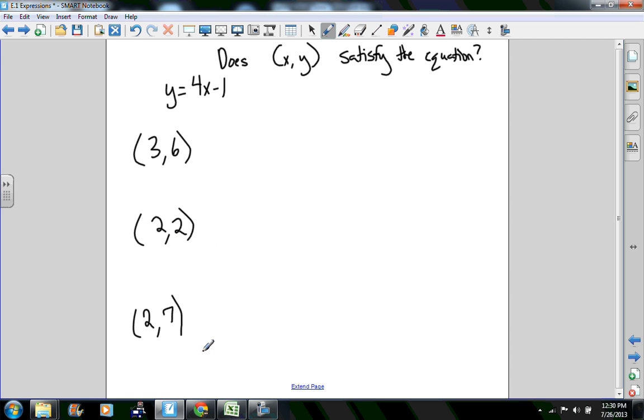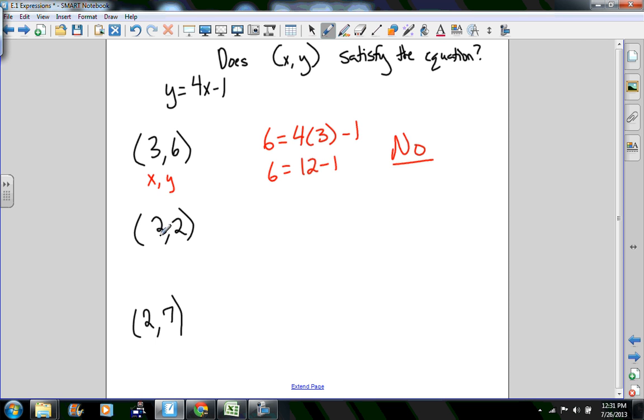Okay, similar to what we've been doing, if we're given an ordered pair x comma y, which all ordered pairs are always x and then y, it asks, does this ordered pair satisfy the equation? Which means if we take this ordered pair and put it into this equation, is the statement true? So for this top one, I'm going to put y, the 6, right there. I'm going to put the x, the 3, right there. So it becomes 4 times 3 minus 1. And it wants to know, is this true? Well, 4 times 3, that's 12. 12 minus 1 is 11, so no. It does not satisfy the equation.